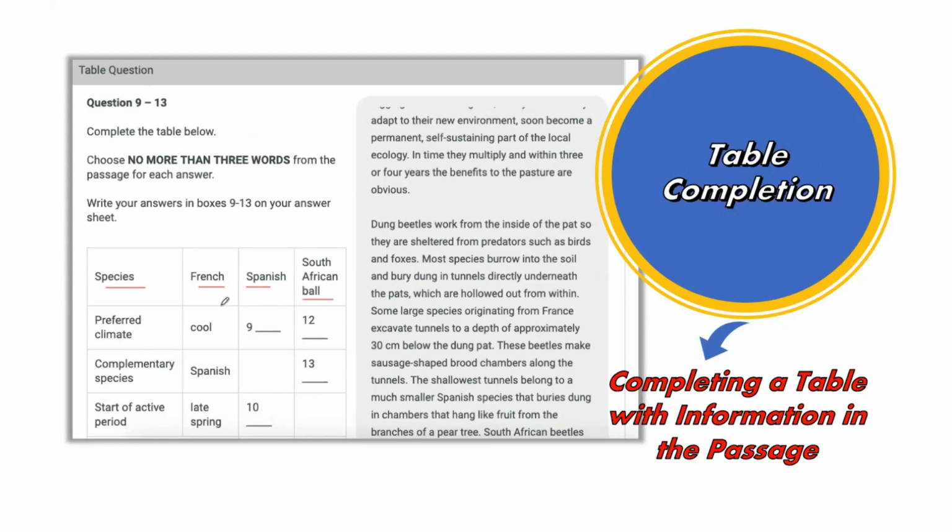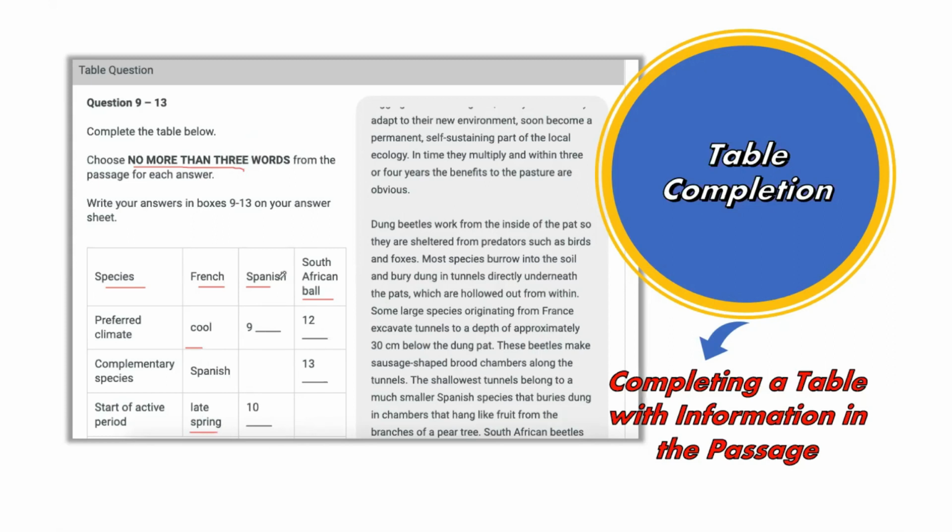And we just have to fill in this table based on information in the passage. It is interesting to note that with any type of completion question, if you don't have a word box, the directions will specify how many words you must or mustn't write. In this case, it says choose no more than 3 words, and that means I cannot write more than 3 words. It also means that my answer could be 1 word or 2 words, as you see here.